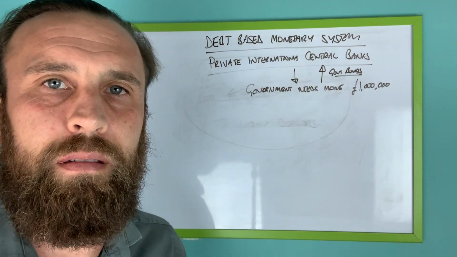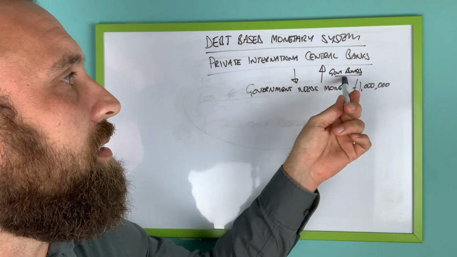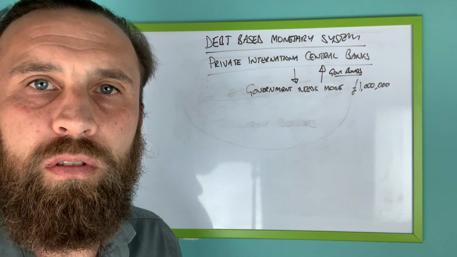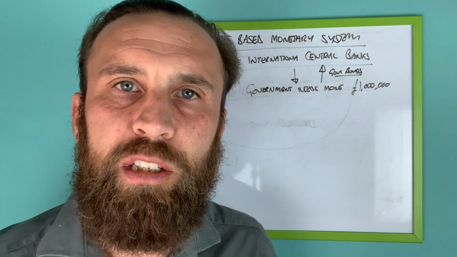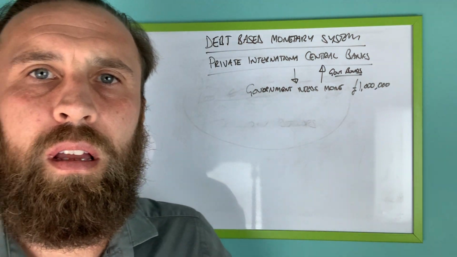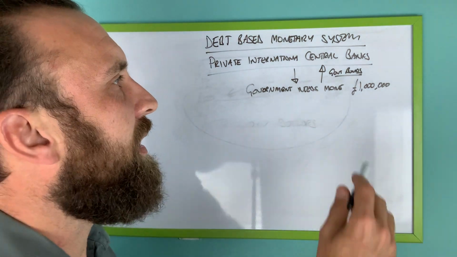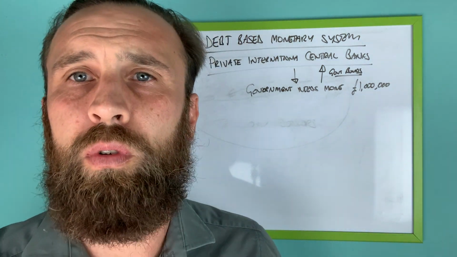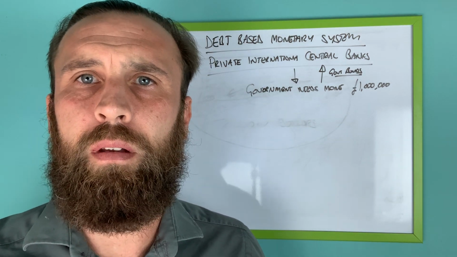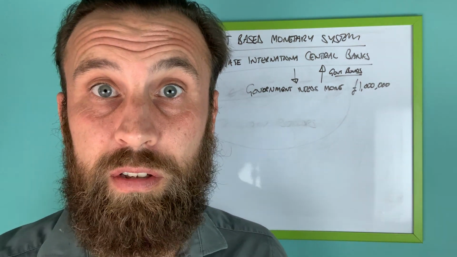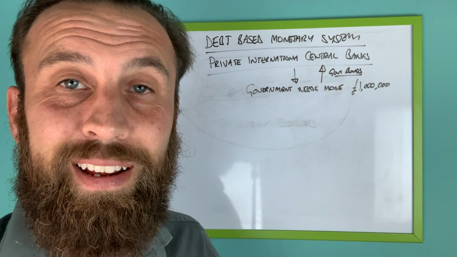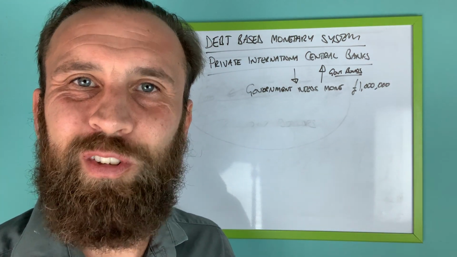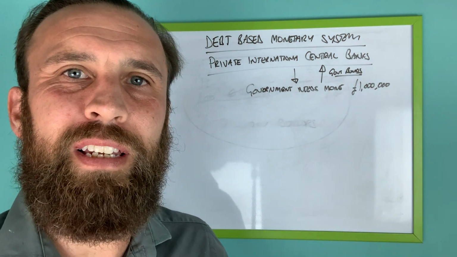The problem with that is that while ever the International Central Bank has government bonds in its possession, the only way the government can get those bonds back is by returning the £1 million to the central bank. Plus interest, of course, because it's a private central bank. The government has to pay the money back with interest. You see where we're going with this now?